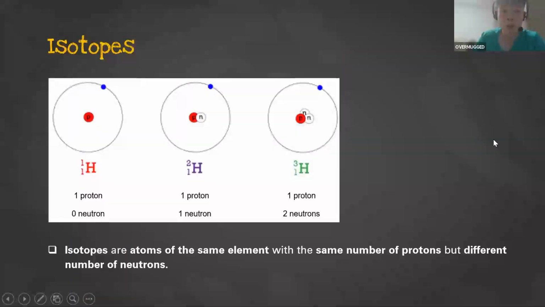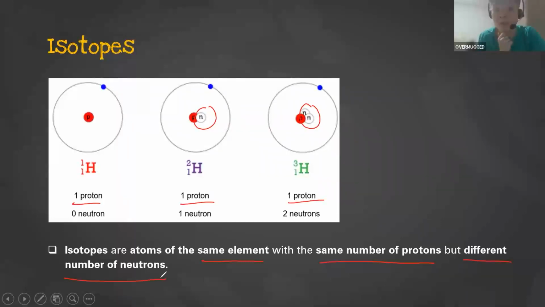Then now we go on to isotopes. So what are isotopes? As you can see from the diagram, the element is the same, H, H, and H. The number of protons is the same, but what is different is the number of neutrons. So if question asks you to define isotopes, you need to mention isotopes are atoms of the same element, same number of protons, different number of neutrons. These are the 3 marking points. If school is generous, they'll give you 2 marks. If they are a bit more stingy, then you get 1 mark for this, unfortunately.